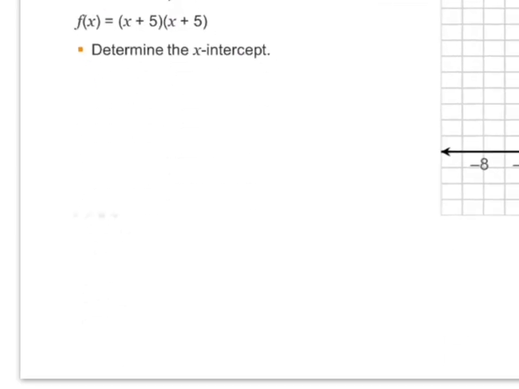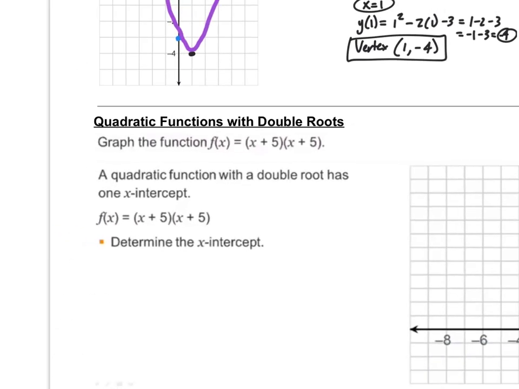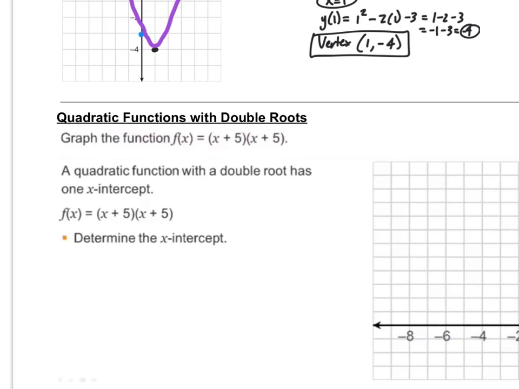Okay, the next thing I want to do is this. When we have something with double roots, where you have the same thing, x plus 5 and then x plus 5.